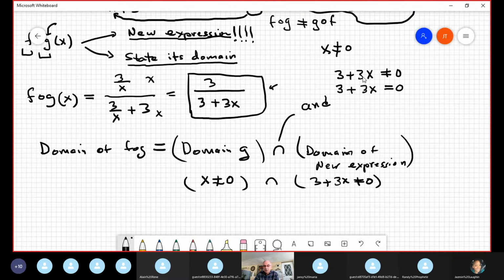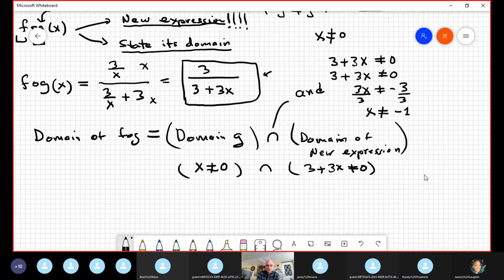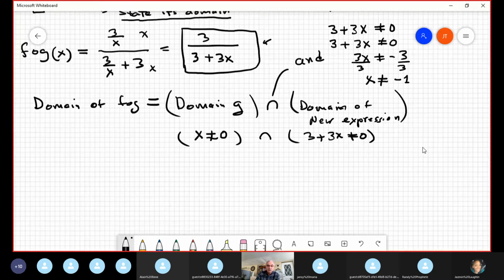I convert temporarily to an equation. 3x equals minus 3, divided by 3, negative 1. I delete this symbol to feel comfortable, but this is not equal. So basically, you have two bad guys. We have two restrictions in this composite function. The first one, not zero, and the second one, not negative one.